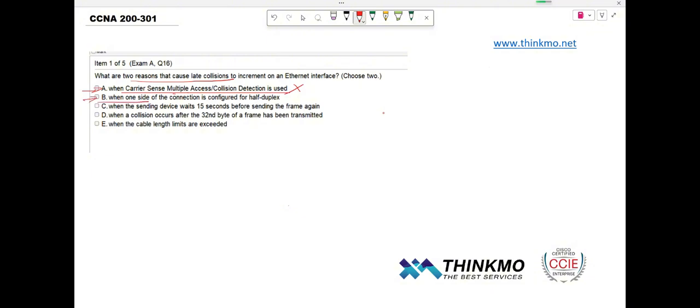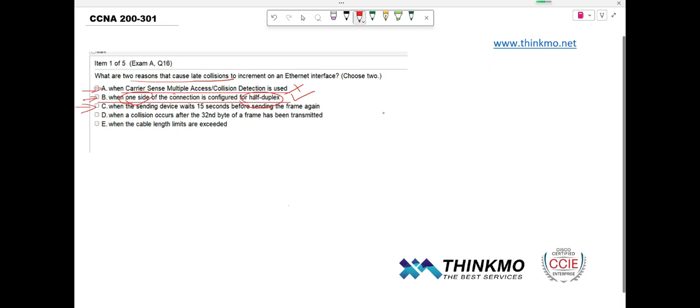Then B. When one end of the connection is configured for half duplex, this will cause the collision detection counter to increase if one end is configured as half duplex. So this answer is correct.